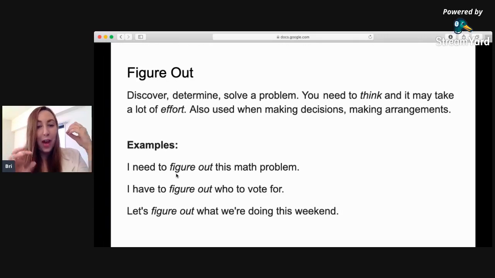You could find out the answer to a math problem, but when you're talking about the problem, I need to figure out this math problem. If you use find out, you could say, I need to find out the answer to this math problem. That would be okay because you would go looking for the answer, maybe on Google, maybe you would ask your teacher. But if you yourself are going to think and figure out the problem, you would use figure out, okay?